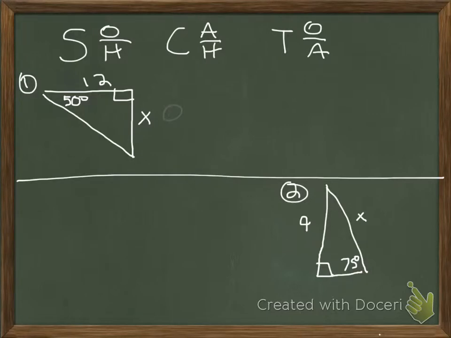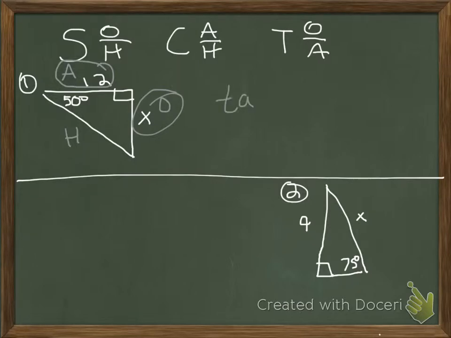So I know that this one is my opposite. Let's do something a little bit lighter. Okay, so I know this is my opposite, I know this is my hypotenuse, and this is my adjacent. So I have to decide what I'm going to use. Am I going to use sine, cosine, or tangent? So I look to see what I have. I have my adjacent and my opposite, so that means that I have to use tangent.